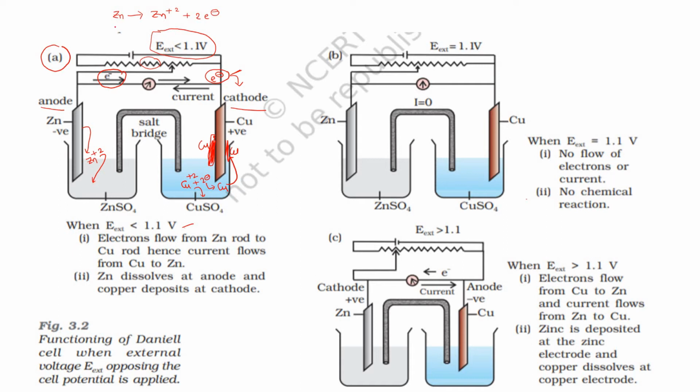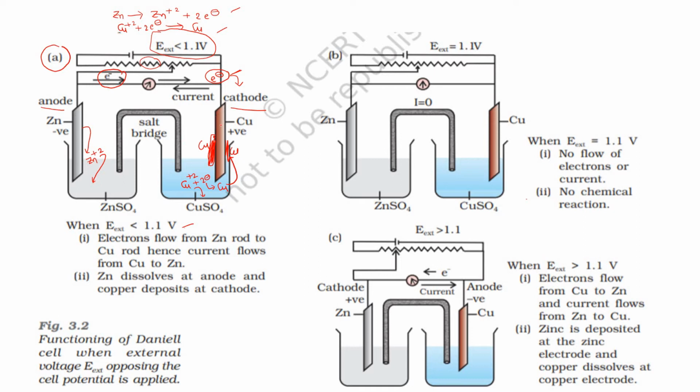So here I can write the reaction like this: copper plus 2 takes the 2 electrons and converts into copper. So this is happening here when you apply less than 1.1 volts. The anode is zinc, the cathode is copper. Zinc undergoes oxidation, and copper plus 2 undergoes reduction.